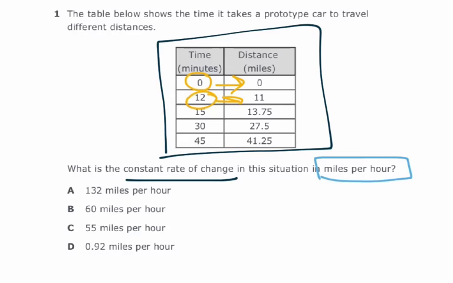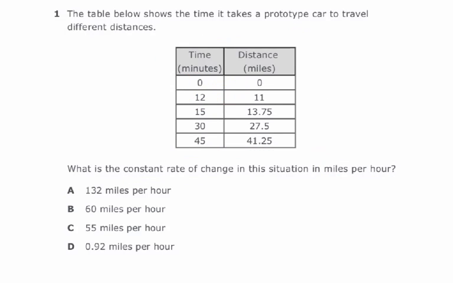Well, one little thing about this information, I'm going to wipe this clean, is that our time is given to us in minutes. Our time is given in minutes, and they want it in miles per hour. So if we follow that closely, in 45 minutes, this car has traveled 41.25 miles. So we want to figure out in 1 hour, which is 60 minutes, how far will this car have gone?